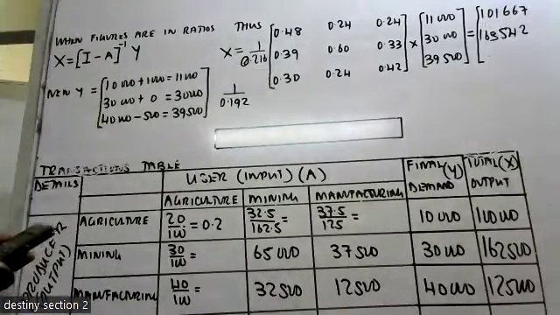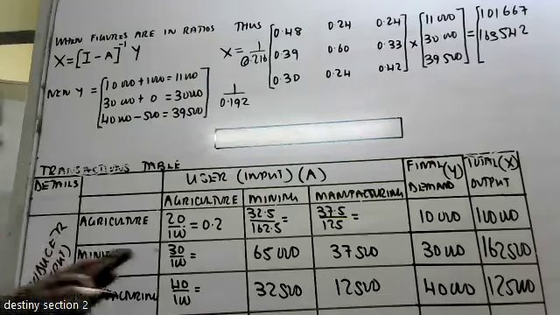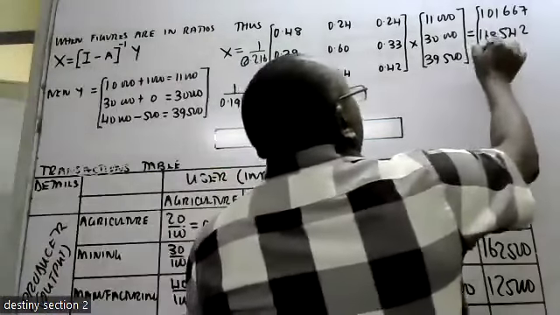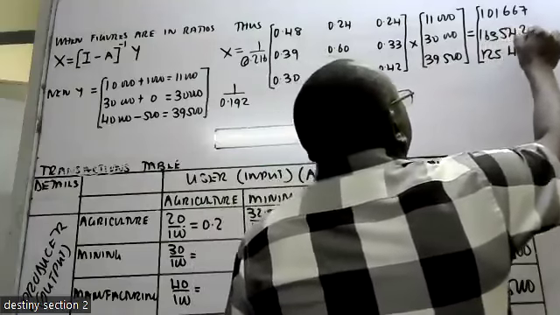Then 0.3 times 11,000 plus 0.24 times 30,000 plus 0.42 times 39,500 divided by 0.216. I'm getting 125,417.